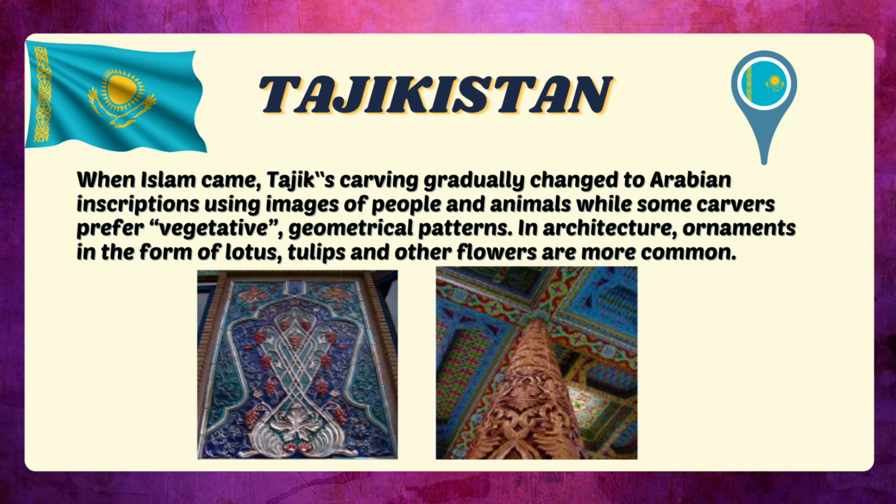When Islam came, Tajik carving gradually changed to Arabian inscriptions using images of people and animals, while some carvers prefer vegetative, geometrical patterns. In architecture, ornaments in the form of lotus, tulips, and other flowers are more common.